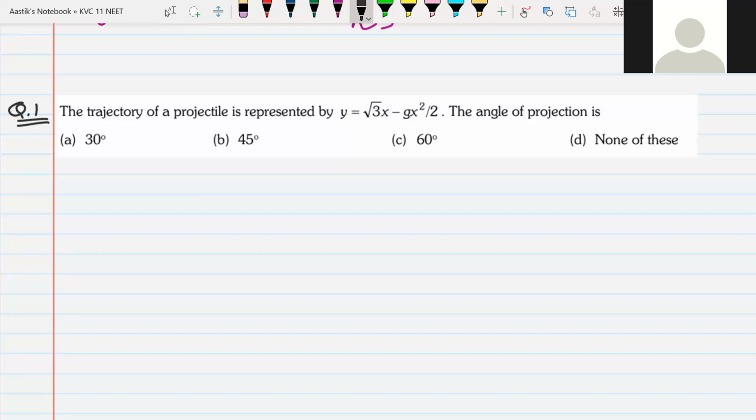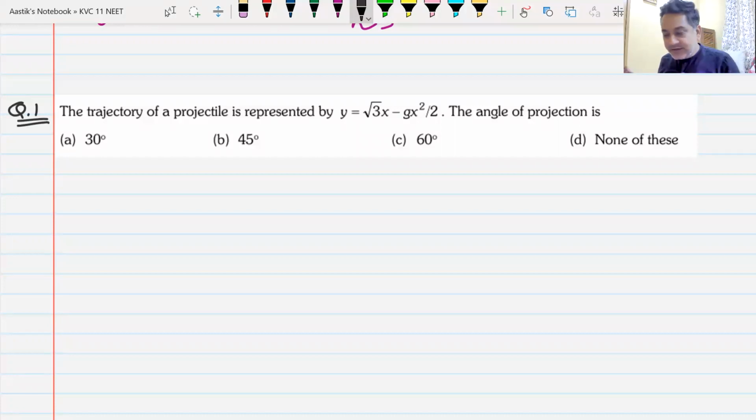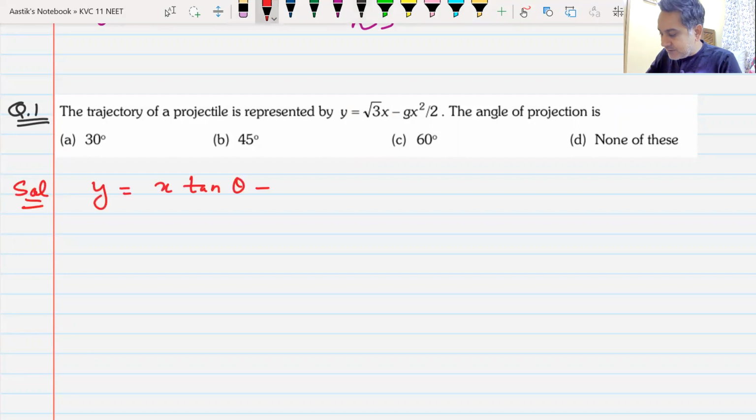Okay, I see some options here. And the correct option is, yes, my dear friend, option C. That is correct. How are we supposed to do this? It is pretty simple. I first write the equation of trajectory: x tan theta minus g x square by 2 u square cos square theta. And I just compare the terms.